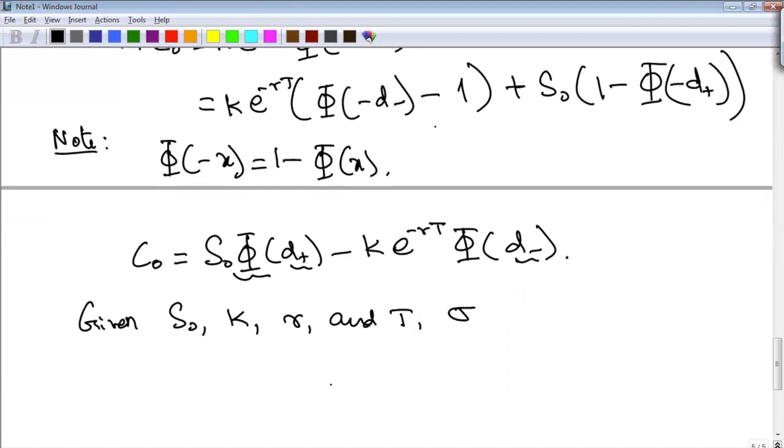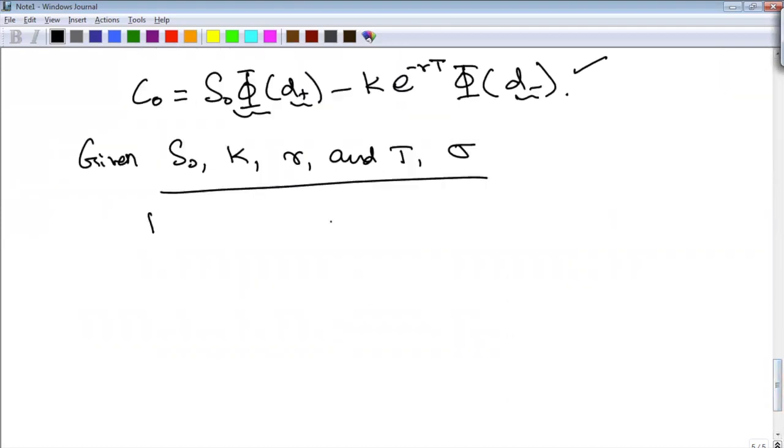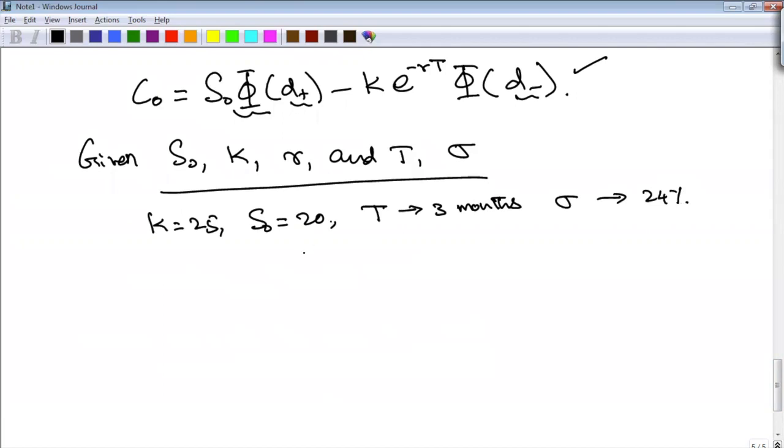If all these are given to us, we can use this formula for call or the other one for put to find the price of the option. Say for instance, if K is equal to 25 and S naught is equal to 20, T is 3 months, and sigma is given by 24%, and the risk-free interest rate is given by 5% continuously compounded.